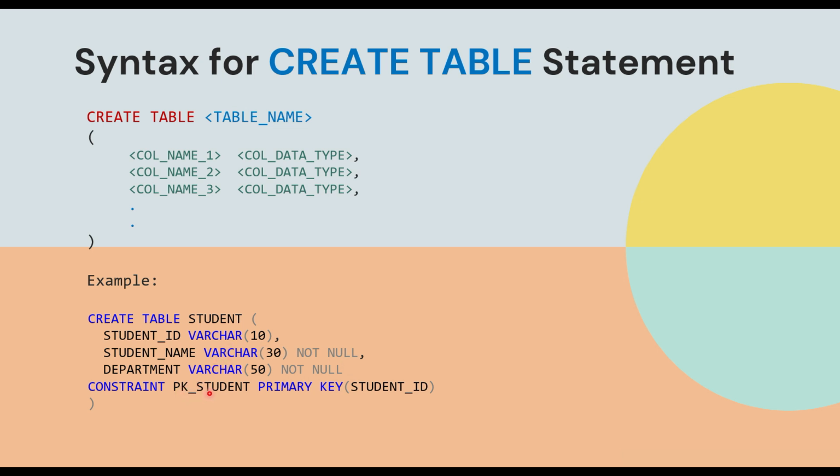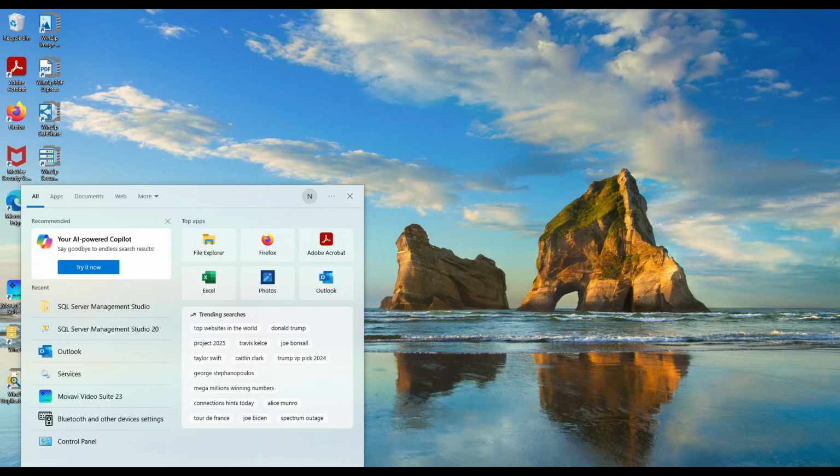Also I have added a primary key for student ID. That means the student ID cannot have duplicate values. It has to have a unique set of values. This is for identification purpose. So now let's see how this create table statement is getting executed in the SQL. So let us open the SSMS.